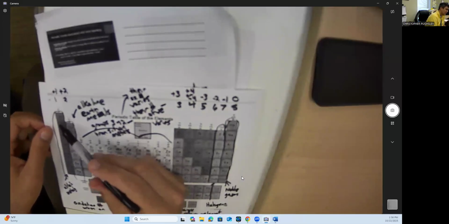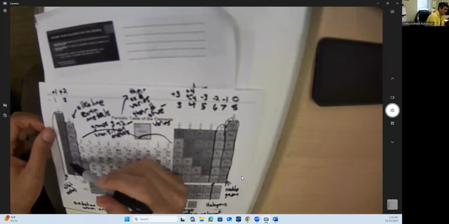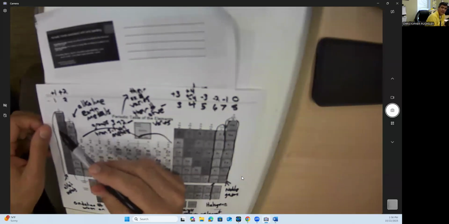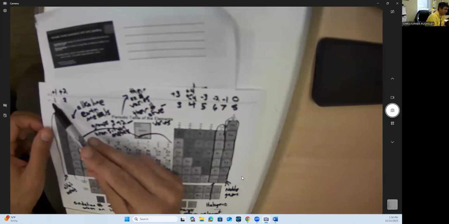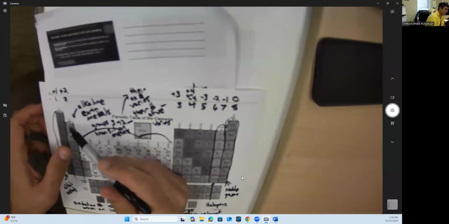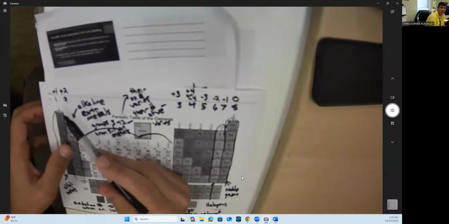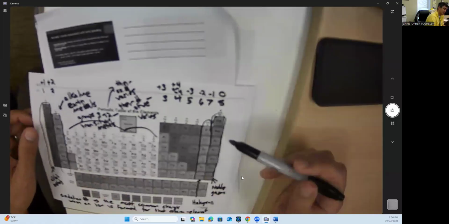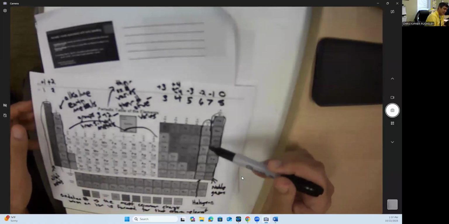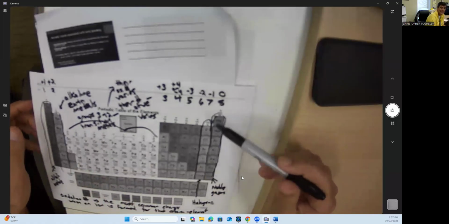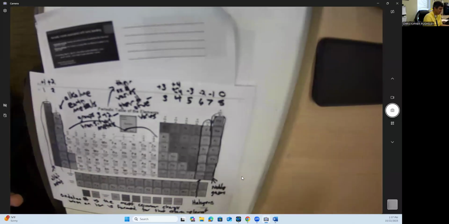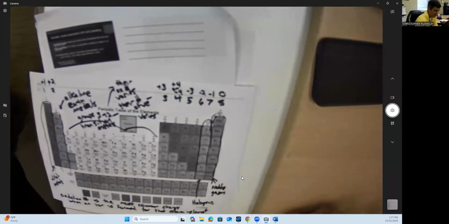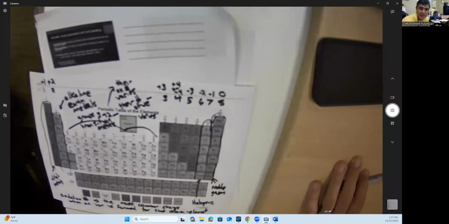Group one tends to give that 1 valence electron away. And since it gives it away, it gets a +1 charge. Group two typically gives those 2 valence electrons away, so it gets a +2 charge. Group 17 or 7A typically gains an electron, so it gets a -1 charge. So again, this is the oxidation number right here.